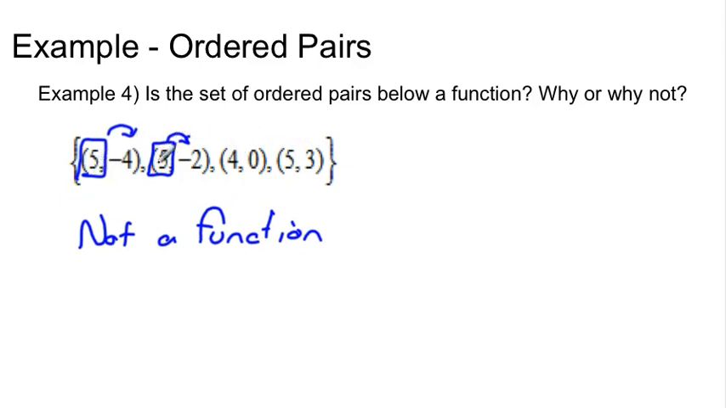And if I see a domain value repeat with different range values, and here it does it even once more, then I know that that is not a function. If each domain value does not repeat, or repeats but has the same range value, then it is a function.